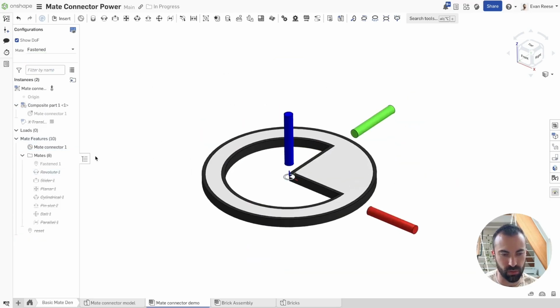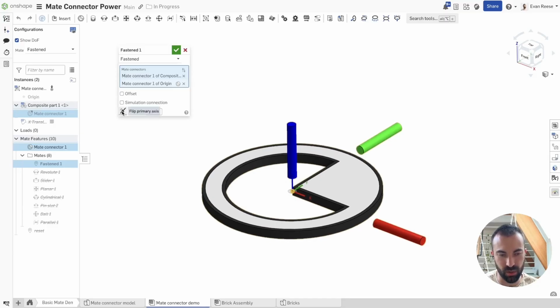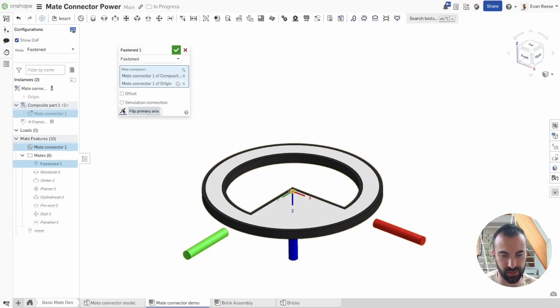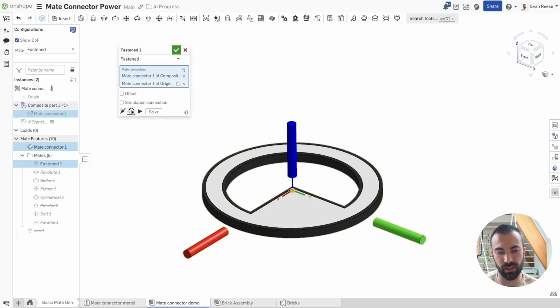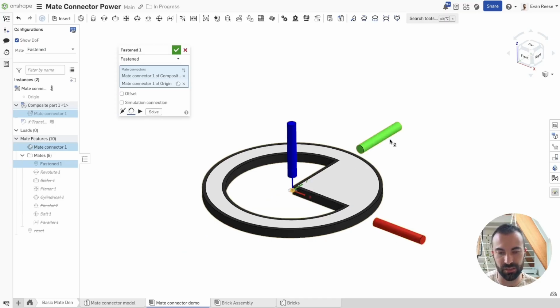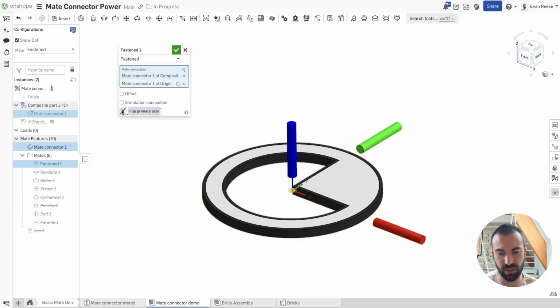Okay, so back to this fastened mate. Inside the dialog, we have the ability to flip the axis with this button, and it is going to rotate it 180 degrees about the X axis. So there you go. And then this one says reorient secondary axis. We can use that to clock. The secondary axis is the X axis. The primary axis is the Z axis. So we can use that to clock this thing around, and you can use any combination of these to get the correct orientation for your part.